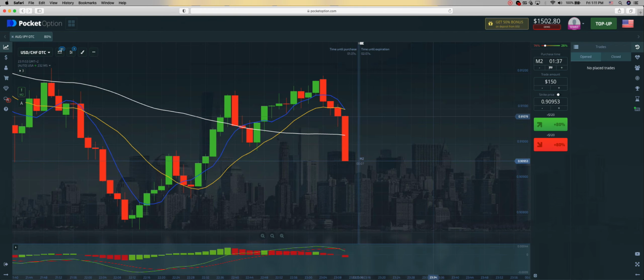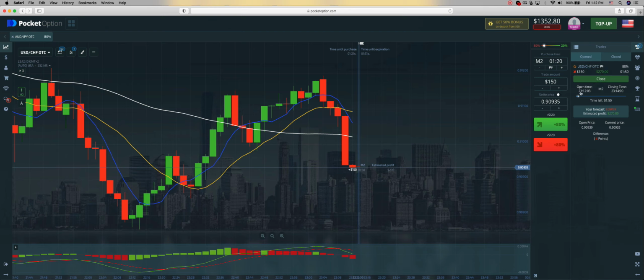The blue line's about to cross. MACD is definitely crossing down, so it is a good time to take a call. I mean, a put, sorry. So I entered my trade right there. Again, I entered at 23:12 GMT. Exactly 2 minutes. So my entry time was at 23:12. My exit time is at 23:14, exactly 2.